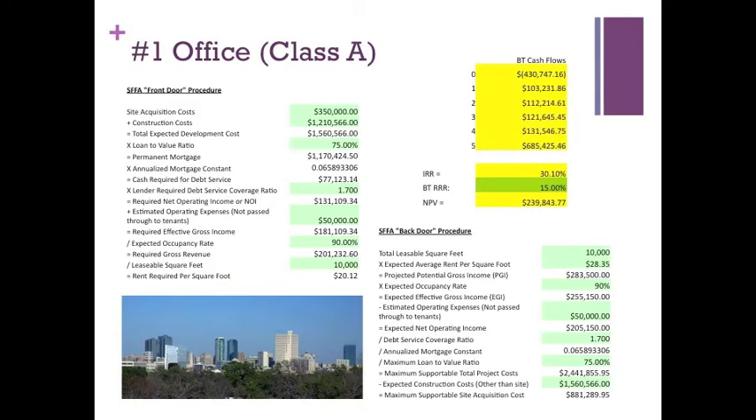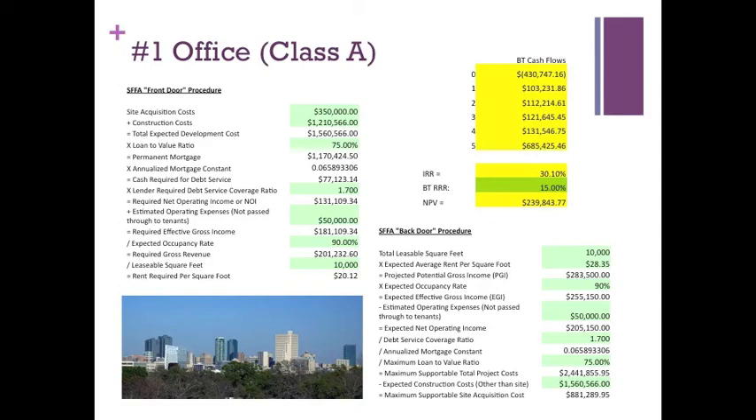Finally, we come to Class A office space, which is what I would highly recommend any real estate project in downtown Fort Worth start with. Again, it's assuming a site acquisition cost of $350,000. Although it's the most expensive to construct, with a loan to value of 75% and amortization of 30 years and a 1.7 DSR, we only need about 20 bucks per square foot per year for this to be feasible. Now, if you remember, we're getting almost $28 a square foot in downtown Fort Worth.